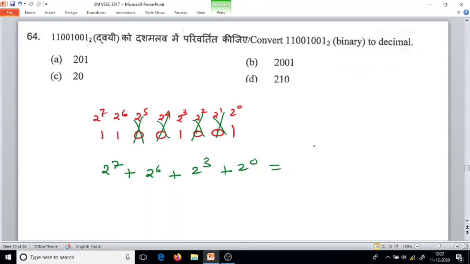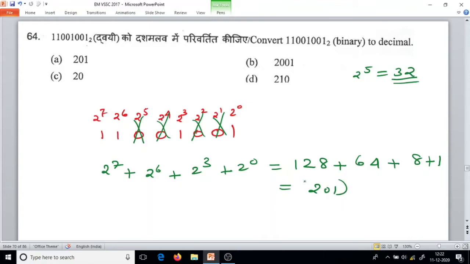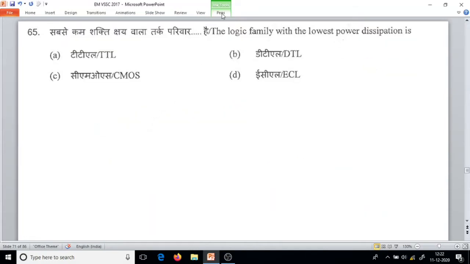Which equals 2 to the power 7 equal to 128, 2 to the power 5 equal to 32. This also you should remember quickly so that you can do it fast. So 2 to the power 7 equal to 128 plus 64 plus 8 plus 1. 120 plus 80, 120 plus 60, 180. 8 plus 4, 12. 192. 192 plus 9, 201. This is 201 to the base 10. So, done. Question number 65.